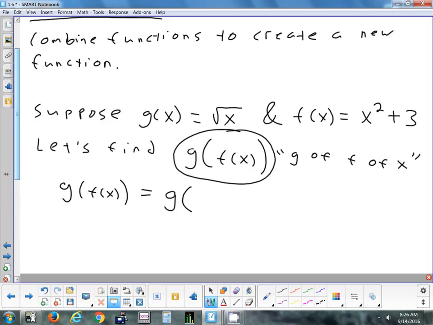So let's do g of f of x. So g of, what is f of x, Taylor? x squared plus 3. So what this means is, in function g, everywhere you see a variable, replace it with x squared plus 3. So function g is the square root of, and now I'm not going to write x, I'm plugging this in for the variable. So the square root of x squared plus 3.